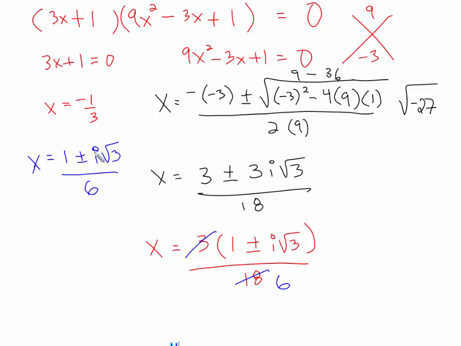Alright, and remember, we have two solutions here. We have 1 plus i rad 3 over 6, and the other one is 1 minus i rad 3 over 6. Right, so these are our values of x, the values of x that if you plug them in here, it's going to equal 0 because it'll either make this 0 or this 0. Okay, so when you're asked to solve, you're trying to find out what x equals.